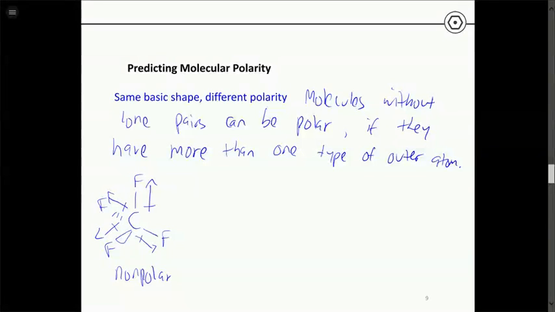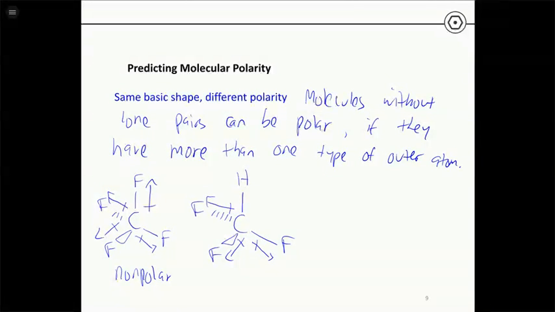But let's say we replace one of these fluorines with something else. I'll just pick hydrogen as an example and make this compound, which would be called fluoroform. Not that we're expecting you to name these ones. This is still a tetrahedral molecule, still AX4, but in this case, something a little bit different happens. We still have the same bond dipoles for the carbon-fluorine bonds, fluorine being more electronegative. But if we look at the carbon-hydrogen bond, carbon is actually a little bit more electronegative than hydrogen.